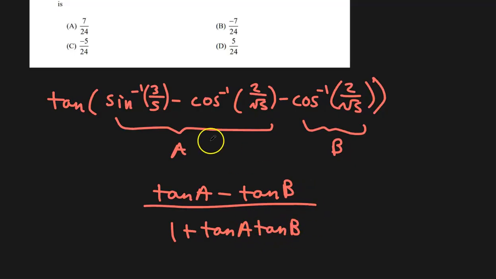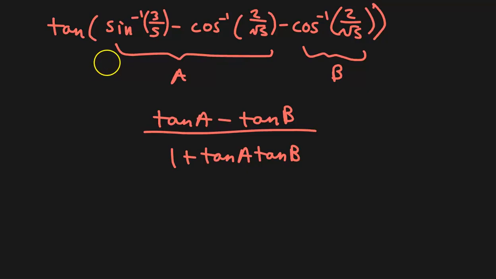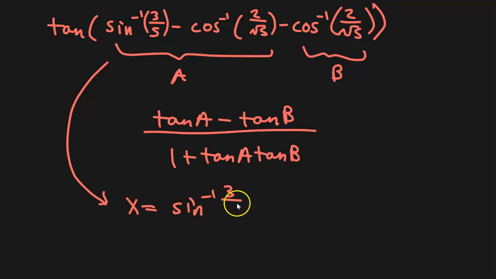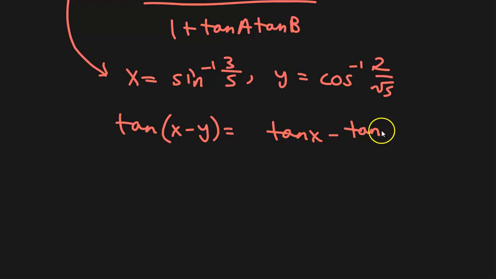So that's what we're going to use, except to find A, we actually have to use that within A as well. So let's do that separately. Let's take this down over here. Let x equal sine inverse of 3/5 and let y equal cosine inverse of 2 over root 5. Now we have to do tangent of x not plus y but x minus y, and this is just tan x minus tan y over 1 plus tan x tan y.